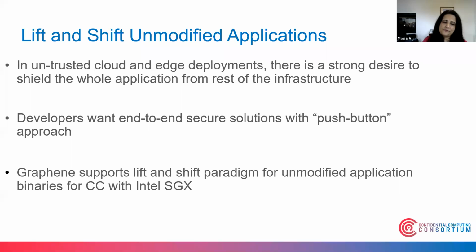You not only need a framework that can build the TE with well-defined entry points, you also need frameworks that can automatically provide TE primitives like attestation and secret provisioning. And this is where Graphene comes into the picture. Graphene actually supports this lift and shift paradigm for unmodified applications for confidential computing with Intel SGX.